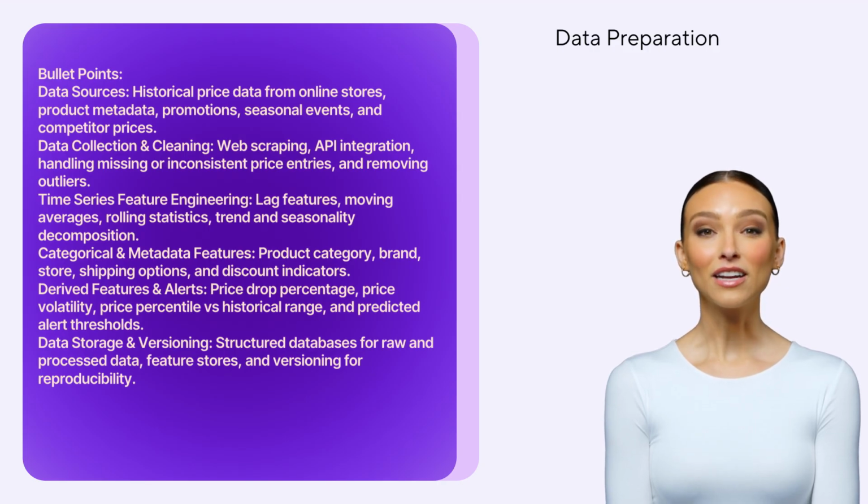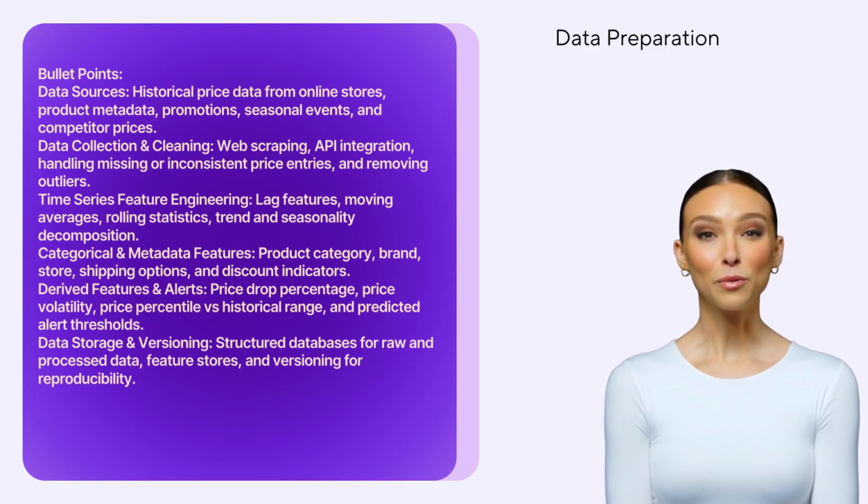2. Data collection and cleaning. Data can come from web scraping, APIs, or direct store integrations. Raw data often contains missing entries, duplicates, or outliers. Cleaning involves removing invalid prices, interpolating missing values, and normalizing data formats. Special care is needed to handle dynamic pricing on platforms like Amazon, where prices may fluctuate frequently or change multiple times a day. 3. Time series feature engineering.